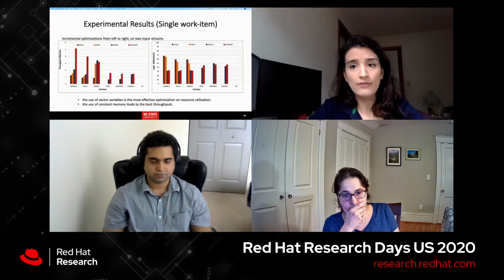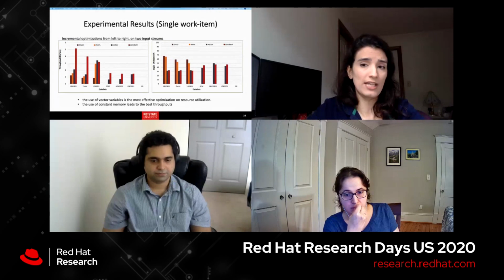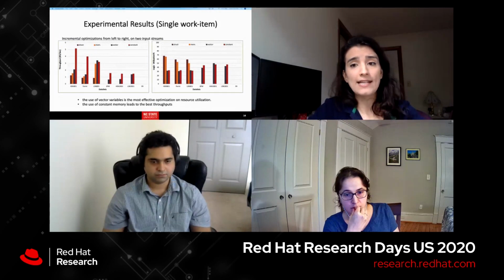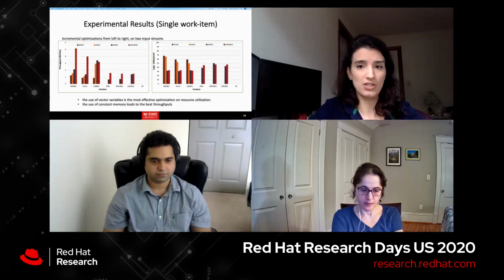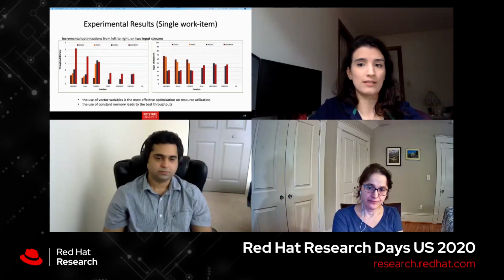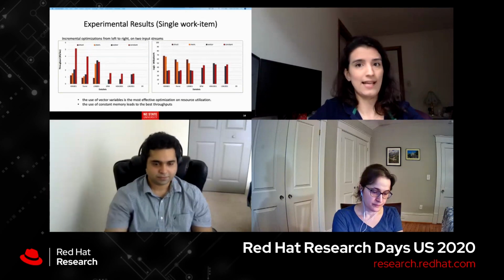because we don't have synchronization. Single work item is good for the cases where we have synchronization. And single work item also requires more resources than ND range. On the single work item kernel, the use of vector variables is the most effective optimization on the resource utilization. And that's the presentation.